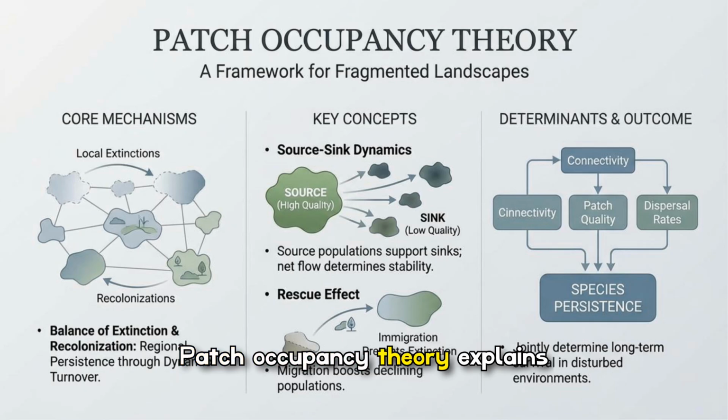Patch occupancy theory explains species persistence in fragmented landscapes through a balance of local extinctions and recolonizations, emphasizing source-sink dynamics and the rescue effect. Connectivity, patch quality, and dispersal rates jointly determine long-term survival, so managing corridors and quality can stabilize regional populations.